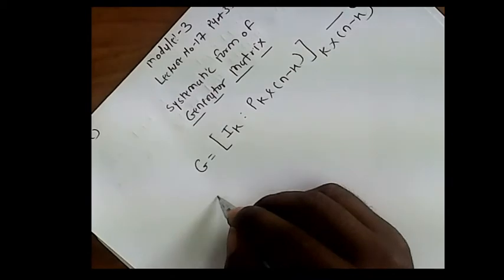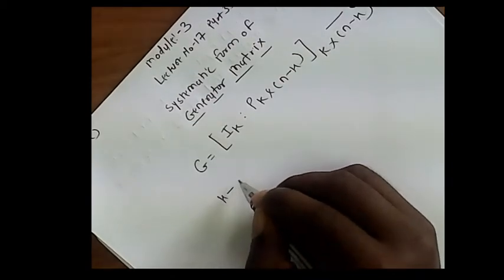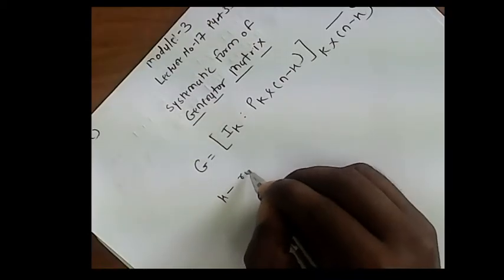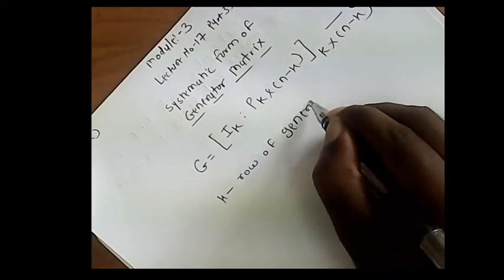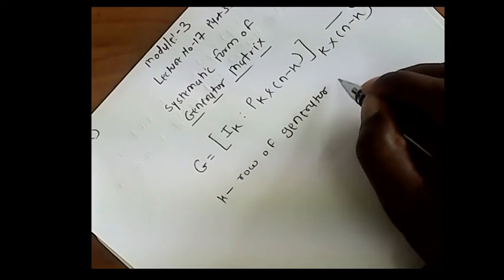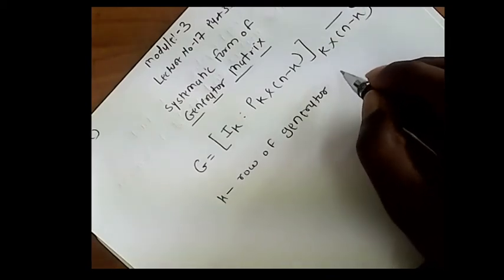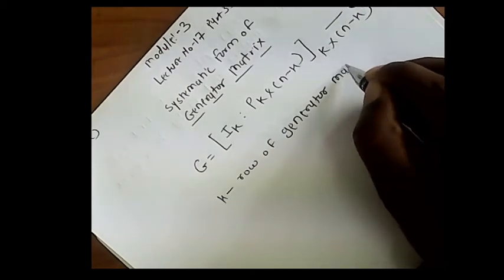The k number denotes the rows of the generator matrix. To be remembered, k denotes the rows of the generator matrix.